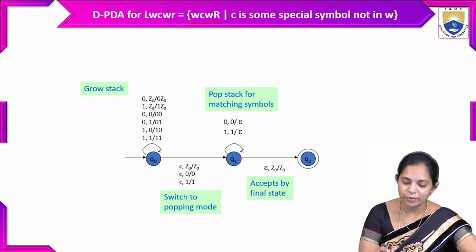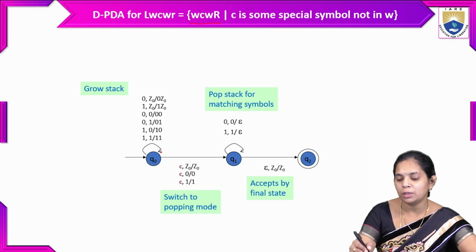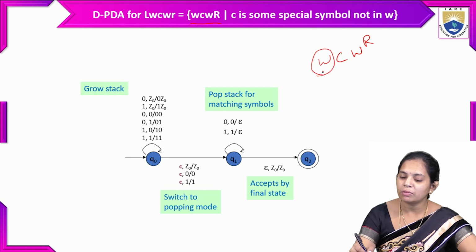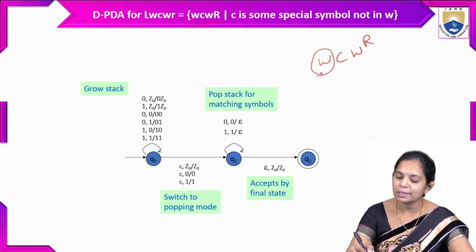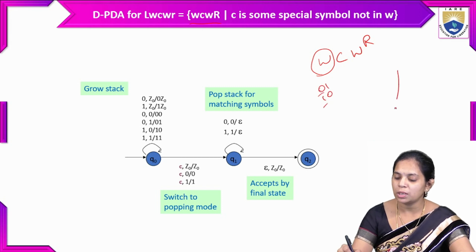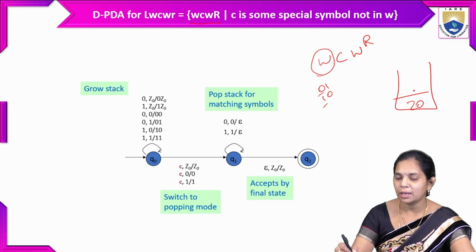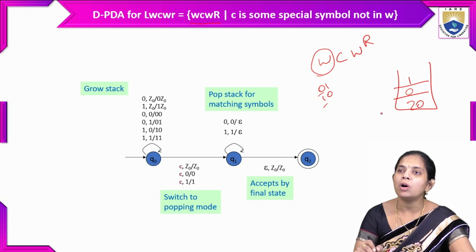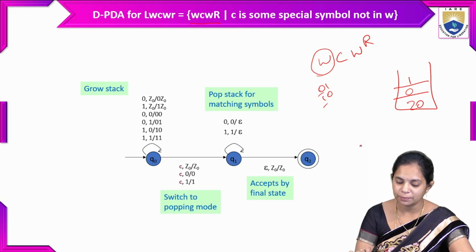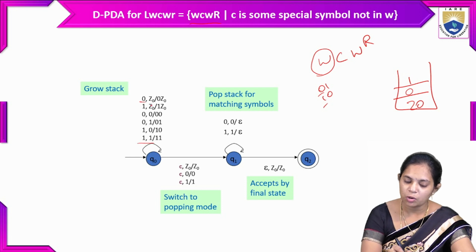The first step: the W part is there, in between is C, and then W reverse. So for whatever is in W before the C, like 0, 1, 1, 0, we have to simply push that into the stack along with Z0. Z0 initially initializes the stack, and whatever input symbols of W there are, we push all the symbols into the stack. Whenever 0 appears and the top of the stack symbol is Z0, we push the 0 into the stack, and these are all the operations.